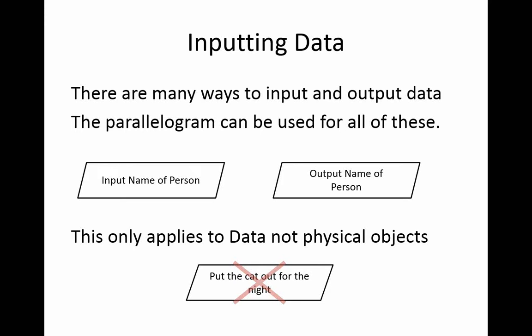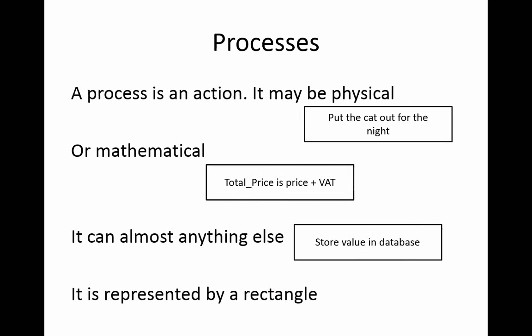No matter how much you try to make it, when you put the cat out for the night, you're not outputting data, you're doing a physical action. So we deal with that in a different way. The way we deal with putting the cat out and that kind of thing is we call it a process. So a process, instead of a parallelogram, we use a standard rectangle.